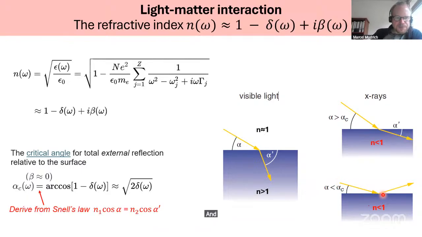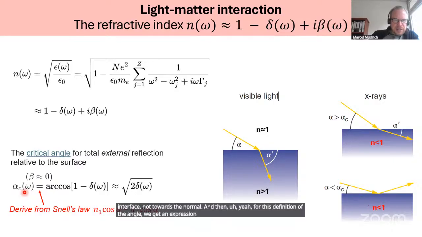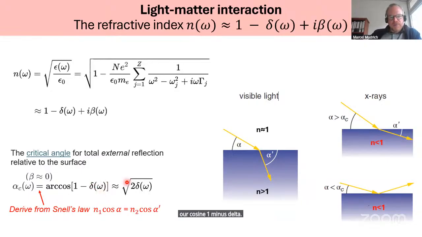And you can actually easily derive the expression for this critical angle for total external reflection, where, note that the angles are measured towards the interface, not towards the normal. And then for this definition of the angle, we get an expression that the critical angle equals arccosine of 1 minus delta, which is approximately equal to the square root of 2 delta.